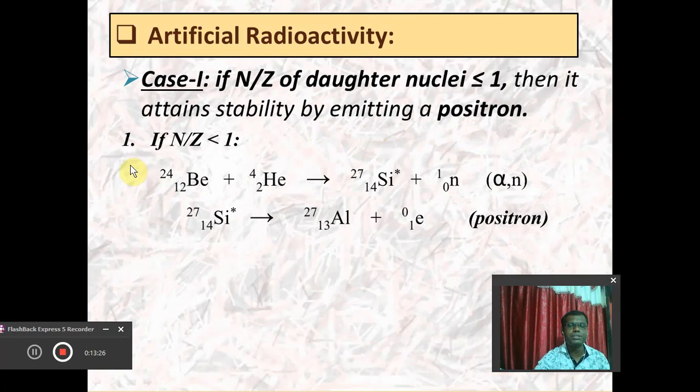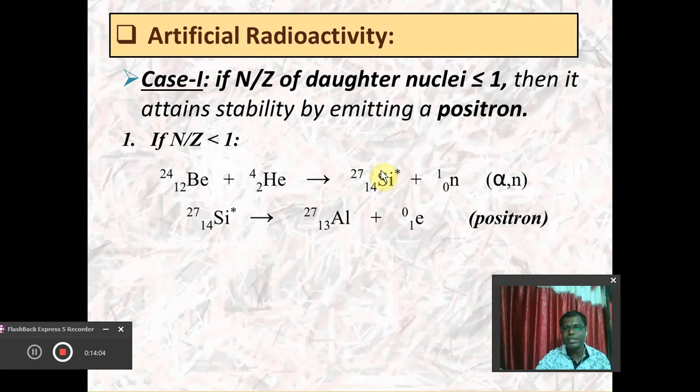For that purpose, we will discuss whether the N by Z ratio is less than 1 or equal to 1, because we are discussing both cases. In the first case, we consider the neutron to proton ratio of the recoil nucleus and not of the parent element, keep in mind. Beryllium is the target element bombarded by helium as a projectile. It gives the formation of a recoil nucleus.